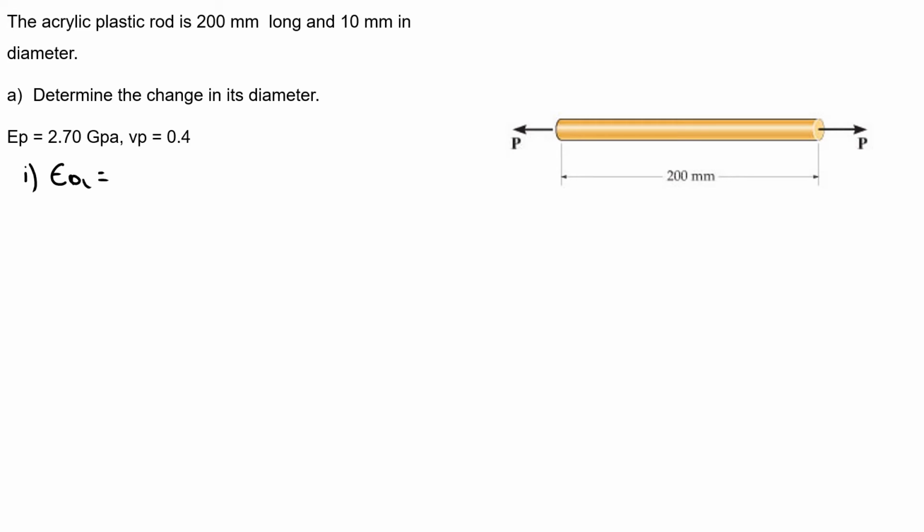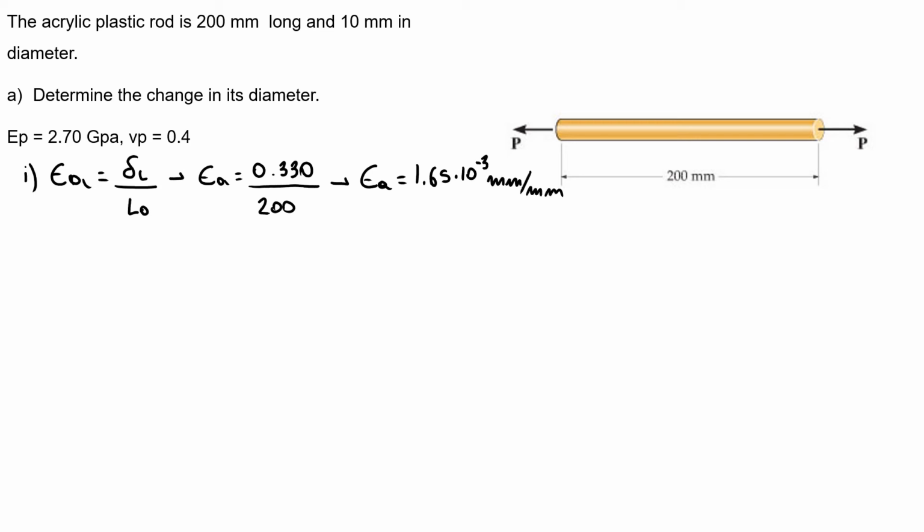The axial strain is the change in length over the original length. So we know our axial strain equals 0.330 millimeters over 200 millimeters. So our axial strain equals 1.65 times 10 to the minus 3 millimeters over millimeters.